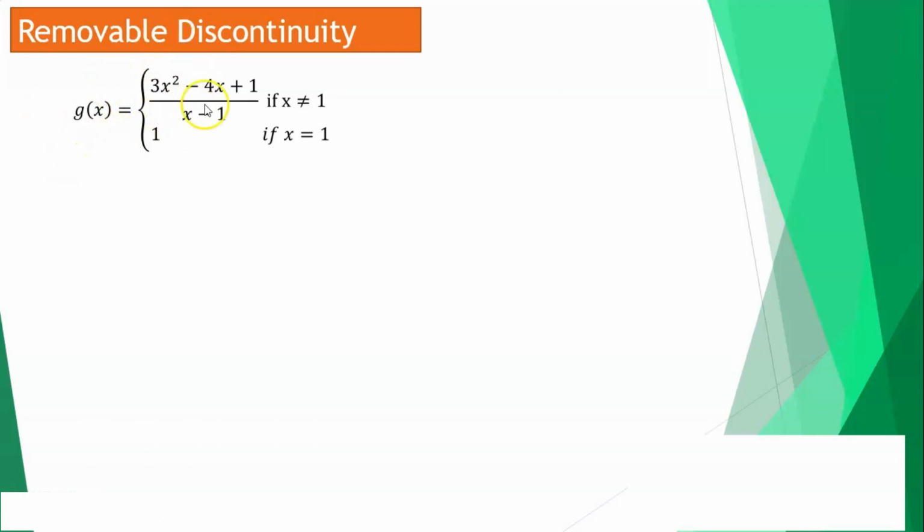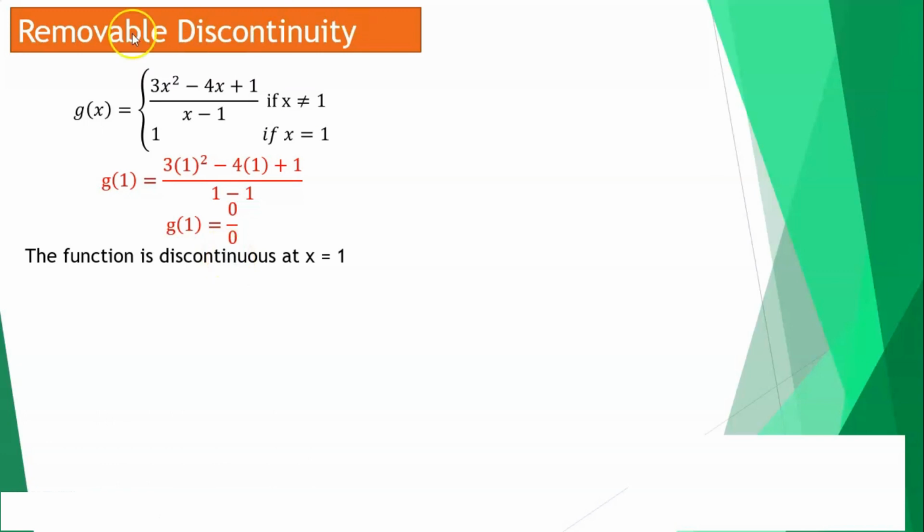Okay, another example. g of x is equal to 3x squared minus 4x plus 1 over x minus 1 if x is not equal to 1. Now, if x is equal to 1, the value for y is 1. So again, getting g of 1 here, let's substitute and simplify, we will have 0 over 0.